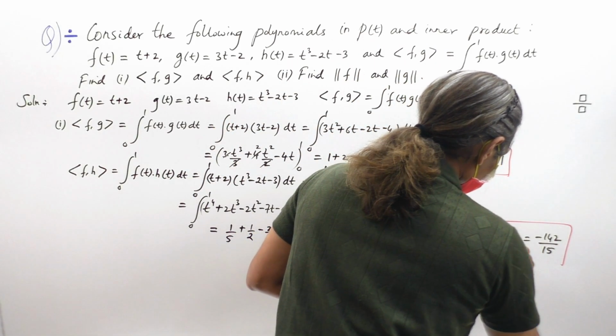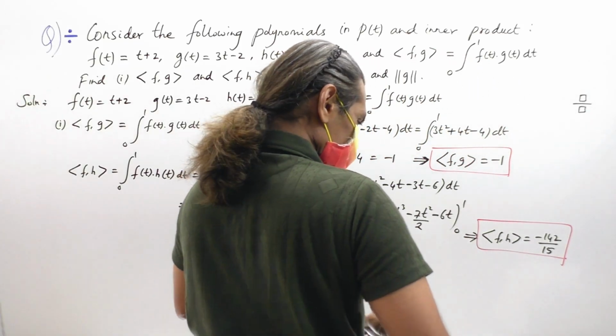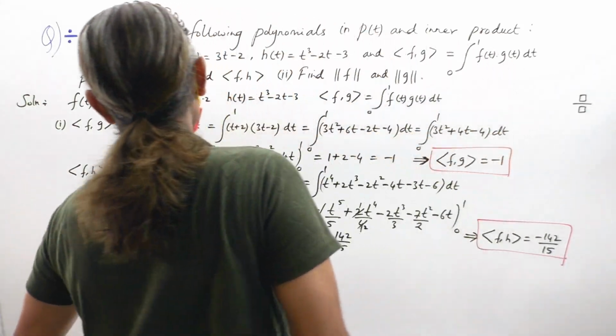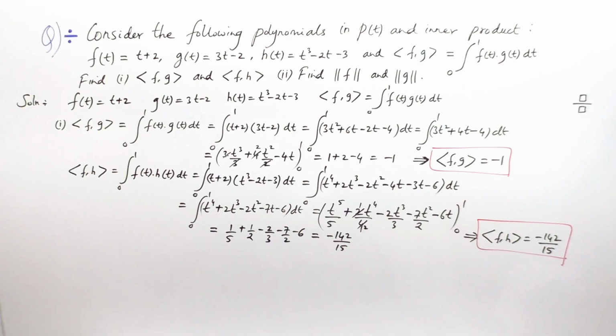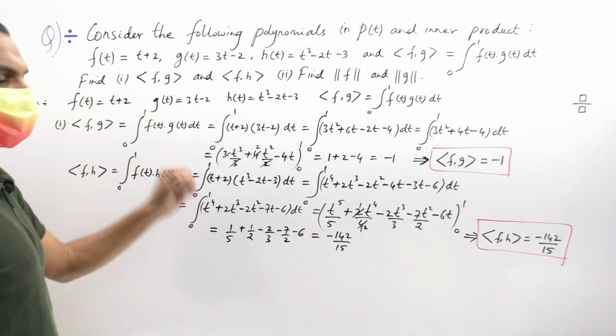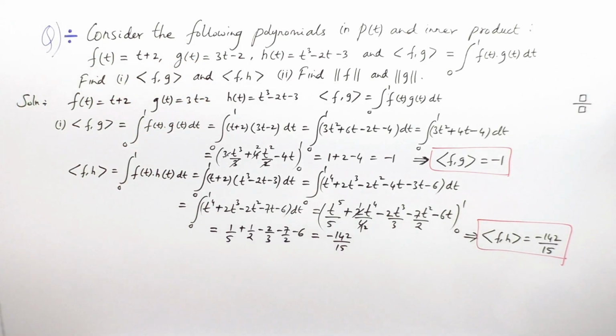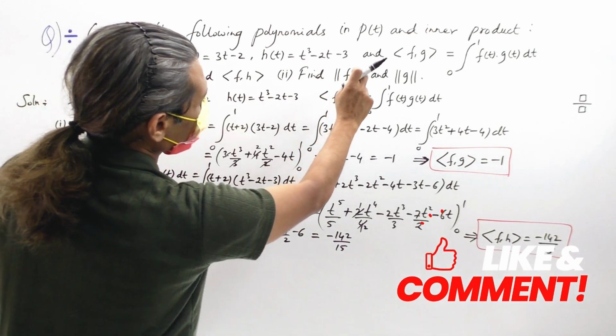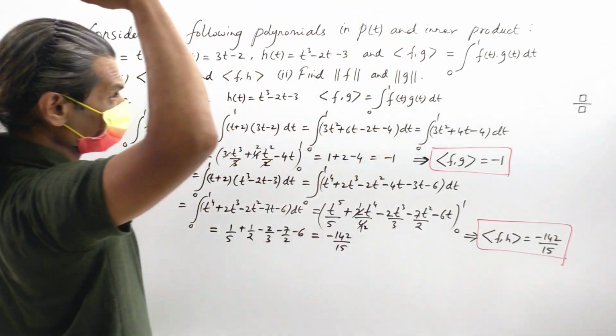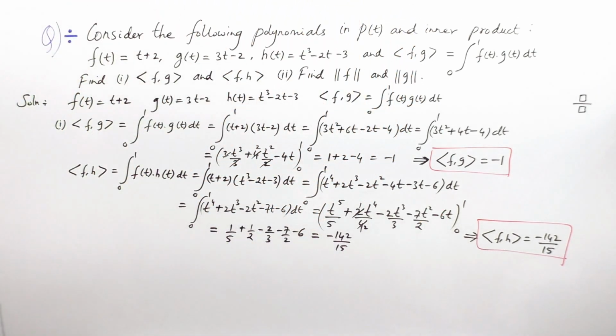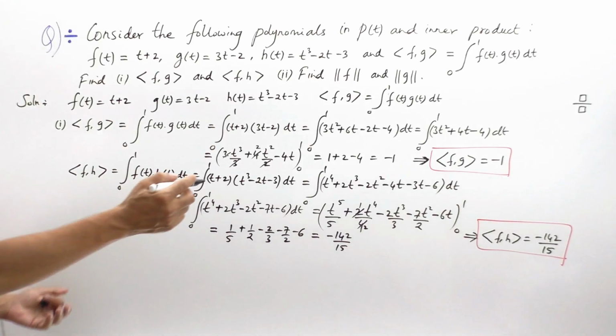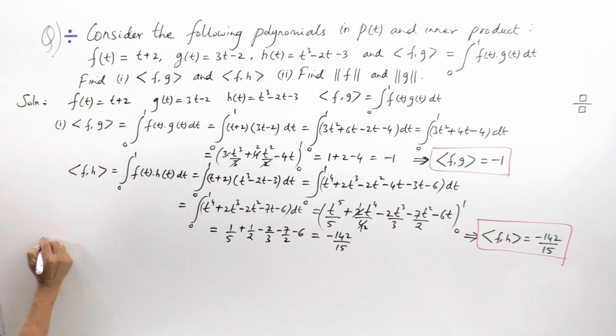That's all. Okay, so we are done with the first part. We have found both the inner product of f and g and of f and h. Now let's move on to the second part. The next part is to find the norm of f and g. Norm is often called magnitude or the length, so I will say norm only here. The second one is to find the norm of f and h.